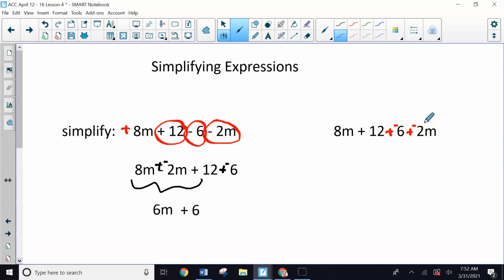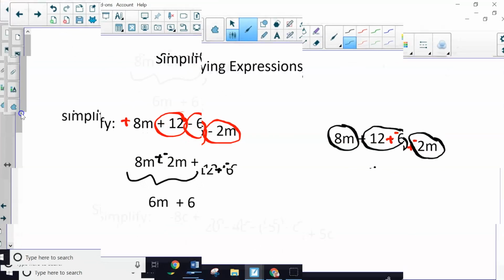And then you can move them around, or you can kind of see, oh, okay, I have a -2m here, and I have a positive 8m here. Let's combine those, and then we can combine positive 12 and our -6 to get our answer there.